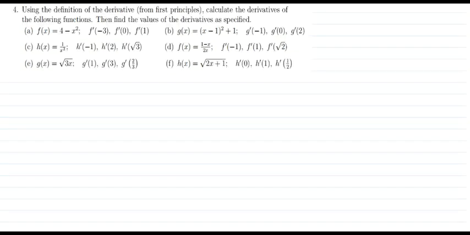So question 4 is saying, using the definition of the derivative, which is from the first principle, calculate the derivative of the following function, then find the values of the derivative as specified. So in this question, we can see that we have parts from a all the way to f. I'm not going to solve all of them, but I'll just choose a few. I'll start with the first one. The first one is saying f of x is equal to 4 minus c x squared.